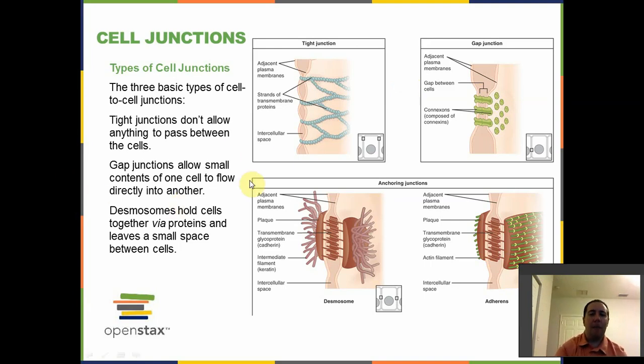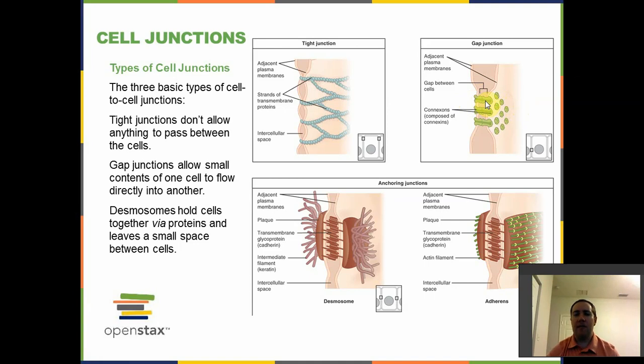Next, we have gap junctions. Those are the ones on the right. An intercalated disc would be a type of gap junction. You can see that there's actually basically a pore, a hole that runs from one side to the other.